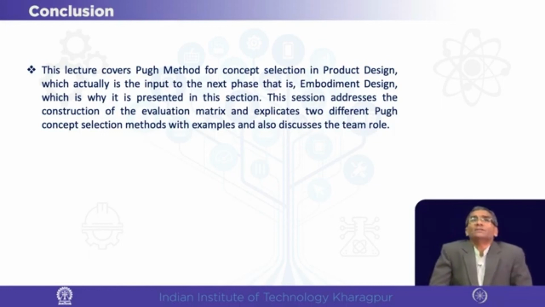This lecture covers the Pugh method for concept selection in product design, which is the input to the next phase, that is embodiment design, which is why it is presented in this section. This session addresses the construction of the matrix and explicates two different Pugh concept selection methods with examples, and also discusses team roles.